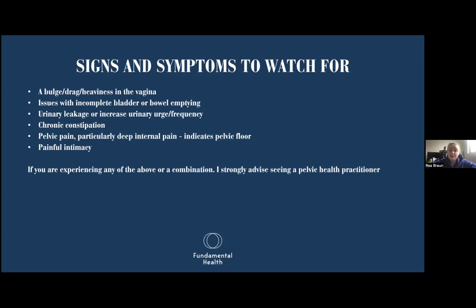Chronic constipation, if there is pelvic pain, particularly deep internal pain, this might come with pain with intimacy, but even just general pelvic girdle pain, we see there is a big link between the two as well. And painful intimacy is always a big one. If you're experiencing painful intimacy, whether that be pain with sex or even just issues in putting in a tampon or a menstrual cup, even a finger, we go, it is worth seeing a pelvic health practitioner, especially if there's more than one of the above going on. There is always need to address what is happening.